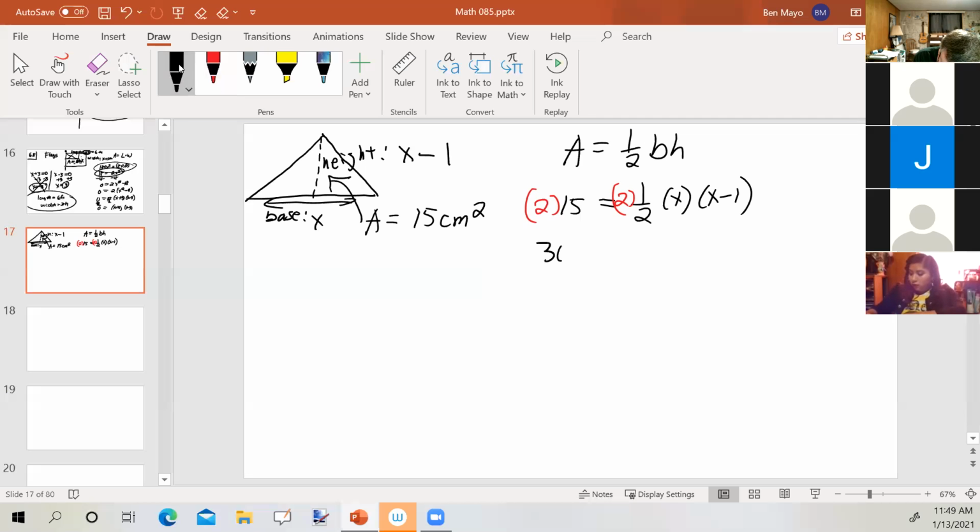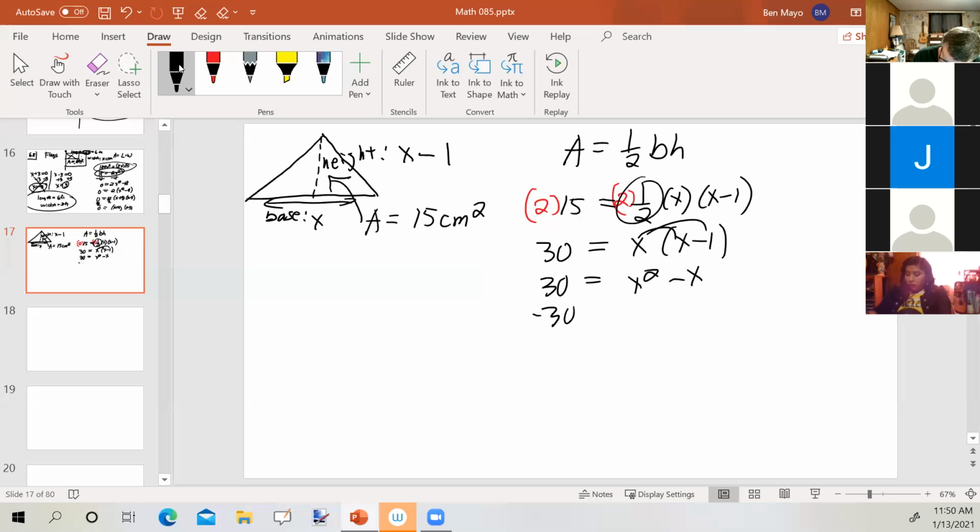So I now have 30 equals 2 times 1/2 is 1, 1 times x is x. So then I get 30 equals x times x minus 1. Any questions about what I just did there? Okay. Next, I'm going to distribute the x, so I get x squared minus x. Then I'm going to subtract 30 from both sides so that I have my equation in standard form: 0 equal to a trinomial in this case. That trinomial is in standard form.